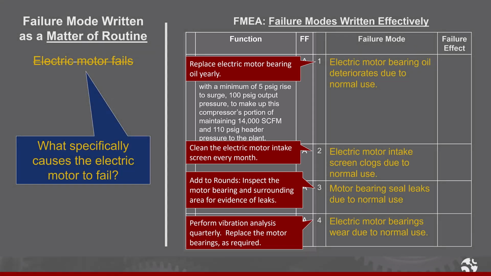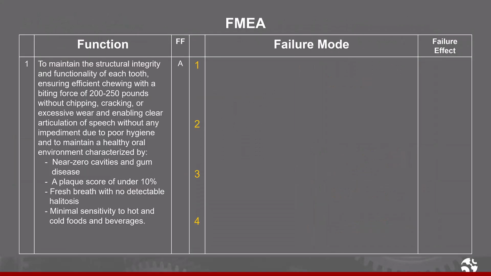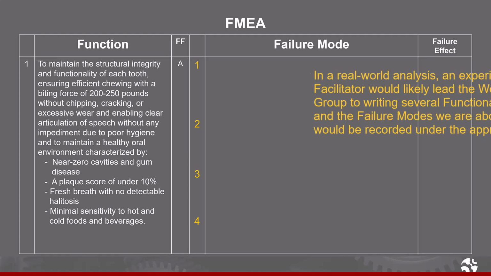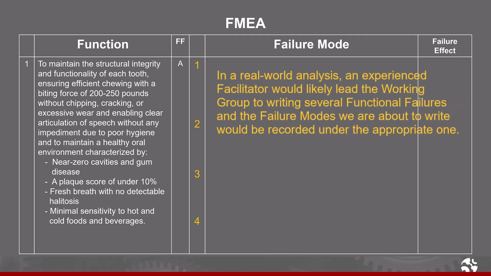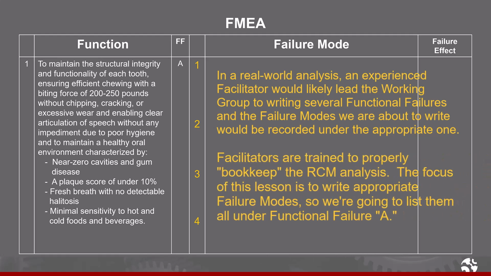Now we'll move on to our case study. Let's take a training time out. In a real-world analysis, an experienced facilitator would likely lead the working group to writing several functional failures, and the failure modes we are about to write would be recorded under the appropriate one. Facilitators are trained to properly bookkeep the RCM analysis. The focus of this lesson is to write appropriate failure modes, so we're going to list them all under functional failure A. Now back to our case study.